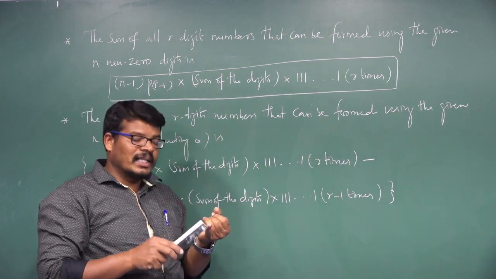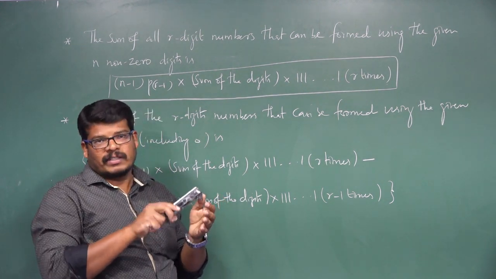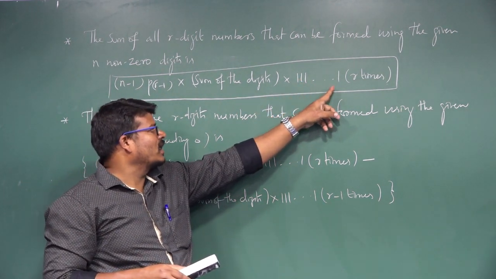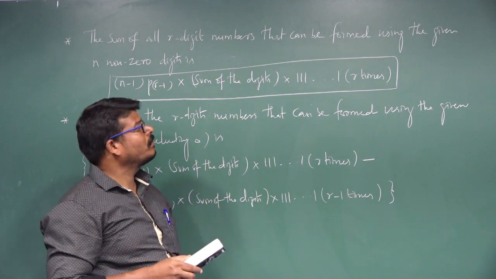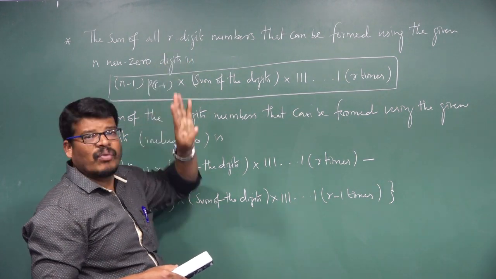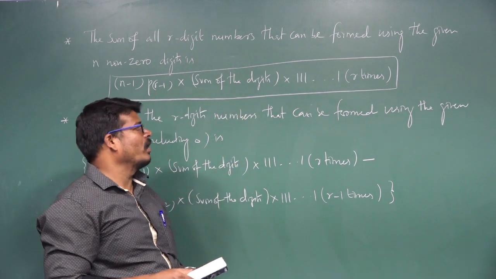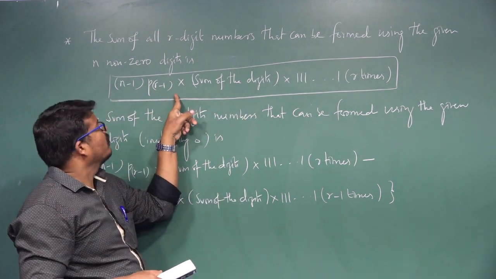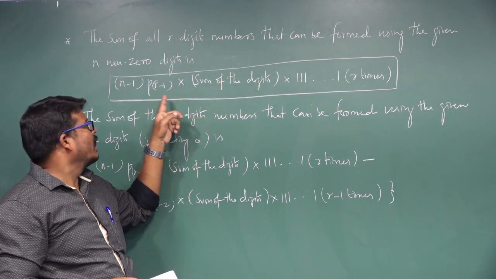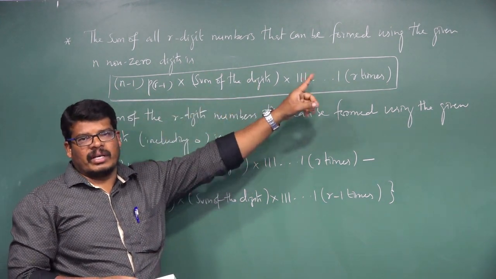For example, given the digits 1, 2, 3, 4, 5, the sum of the digits is 1+2+3+4+5, multiplied by 1, 1, 1 and so on, r times, where r means the number of digits. For a 4-digit number, it is 1, 1, 1, 1, four times. That is the first formula: the sum of r-digit numbers that can be formed using the given non-zero digits is (n−1)P(r−1) into the sum of the digits into 1, 1, 1, r times.